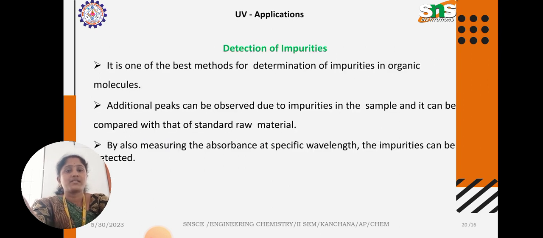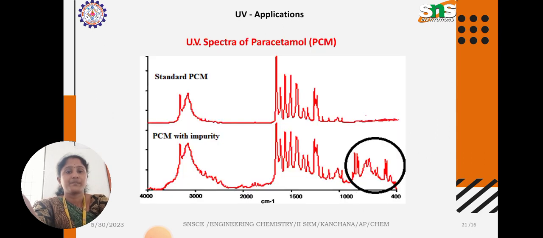Detection of impurities. It is one of the best methods for determination of impurities in organic molecules. Additional peaks can be observed due to impurities in the sample and can be compared with that of the standard raw material. By also measuring the absorbance of light at a specific wavelength, the impurities can be detected. UV spectra of paracetamol.